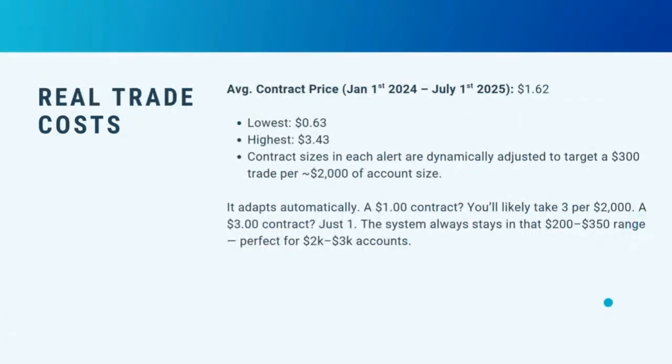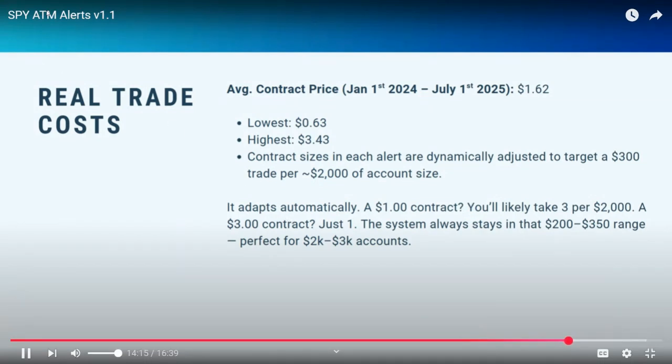All right, so let's look at some of the real costs. The average contract price from January 1st, 2024 to July 1st, 2025 was $1.62. We saw a low of 73 cents and a high of $3.43, excuse me. And as mentioned earlier, the system is designed to allocate $300, I'm sorry, per $2,000 of account size. So each alert dynamically adjusts the recommended contract amount to stay near that target. And again, we include the suggested sizes for multiple account tiers so that you can scale based on your capital.